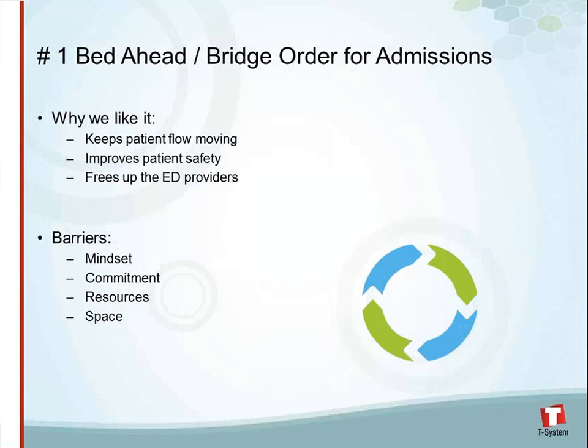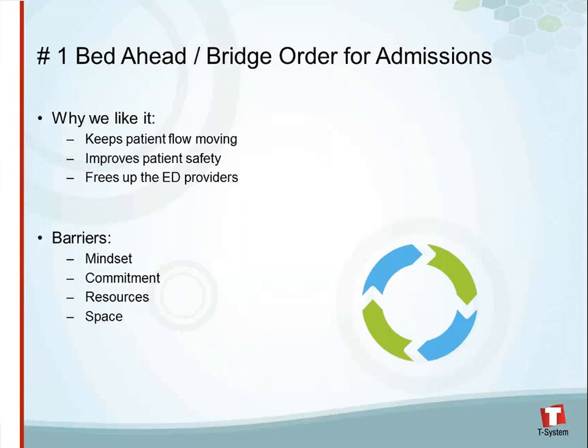So on the back end, as people are being admitted, we've got to be able to move those patients out of the department. So we really like the concept of the inpatient units always keeping a bed ahead for the emergency department. Historically, by looking at your numbers every day, how many people you're going to admit, you can kind of plot and plan how many beds you need every day. But we need to really keep a bed ahead for our ER patients so that we can keep patient flow moving. The other piece to this is the bridge order.